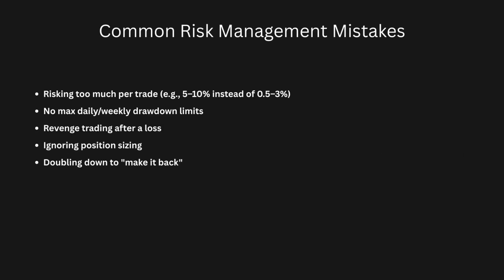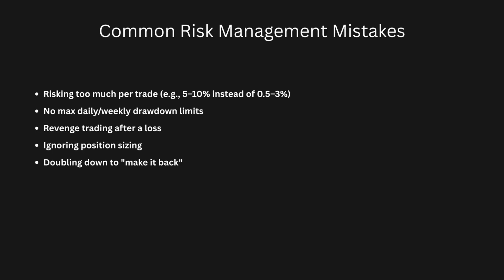So what are some of the most common risk management mistakes? By no means is this list exhaustive, but it's often down to a variation of risking too much per trade. Sometimes 5-10% instead of 0.5% to 3%. How many of you actually respect your maximum daily and weekly drawdown limits? Do you even have them defined?